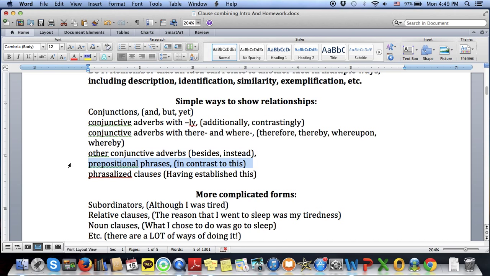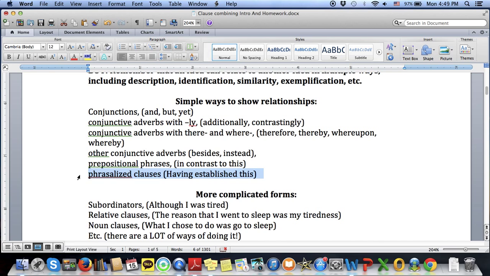Prepositional phrases are another very common way to do this. We see this a lot. In contrast to this, in addition to this. These are all prepositional phrases. If you're wondering a little bit about that, you can check out some of the other videos on this channel. Or if you have questions, of course, email me and we'll see what we can do.